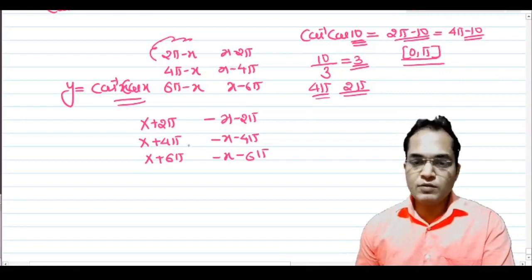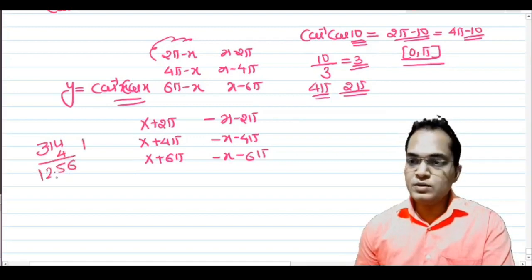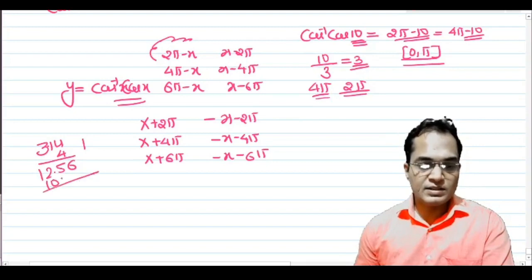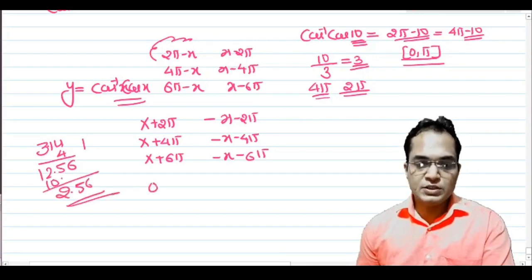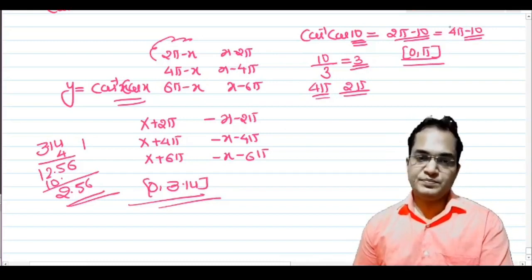Check it. What is pi? 3.14 into 4 is 12.56, minus 10. Yes, it is 2.56. The value comes under 0 to 3.14. So for this question, the answer will be 4 pi minus 10.